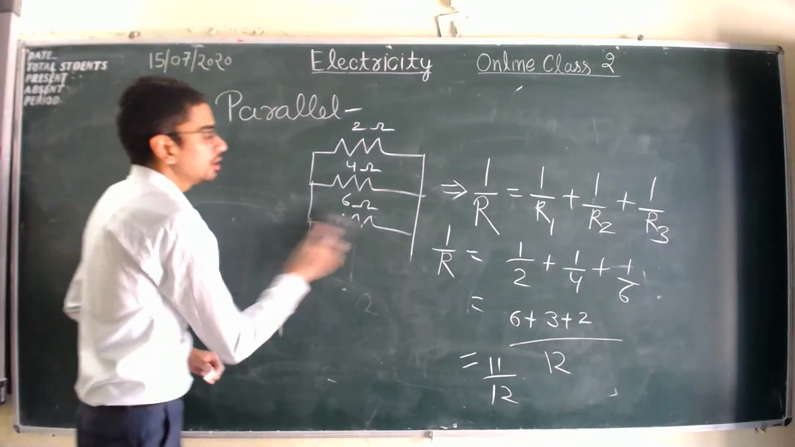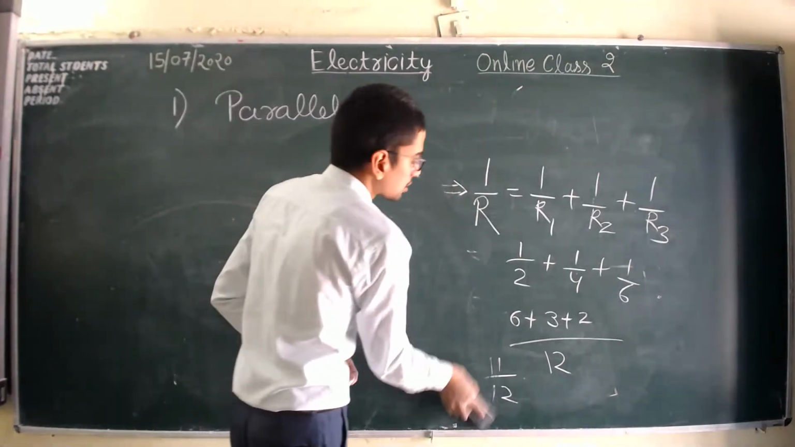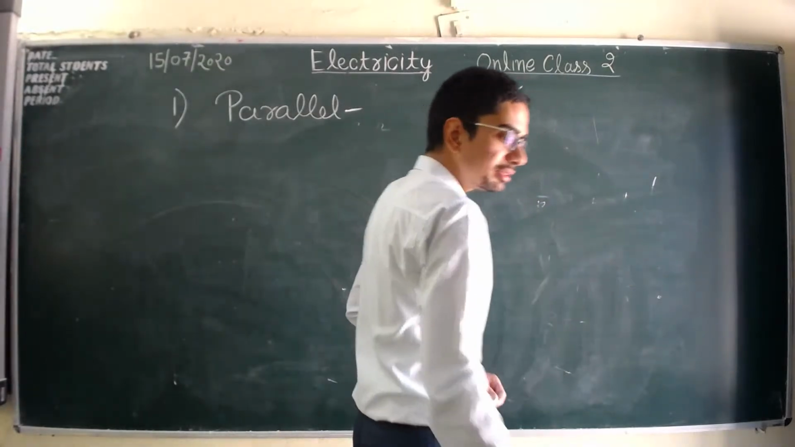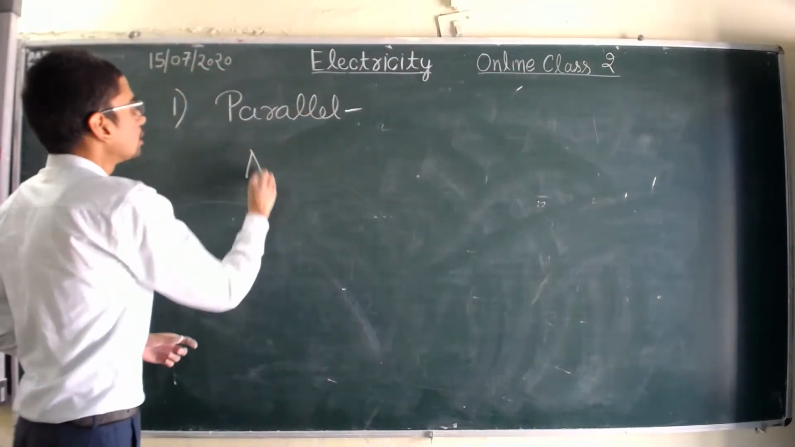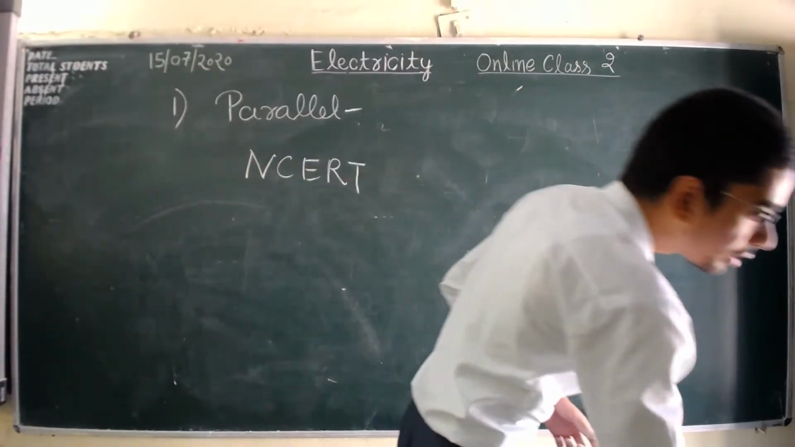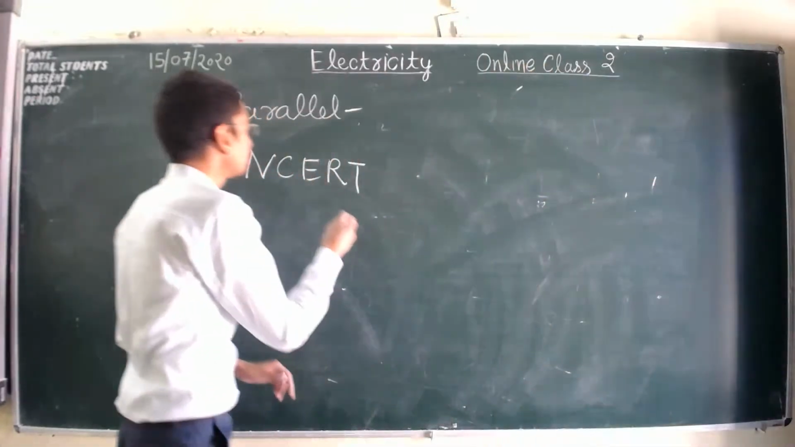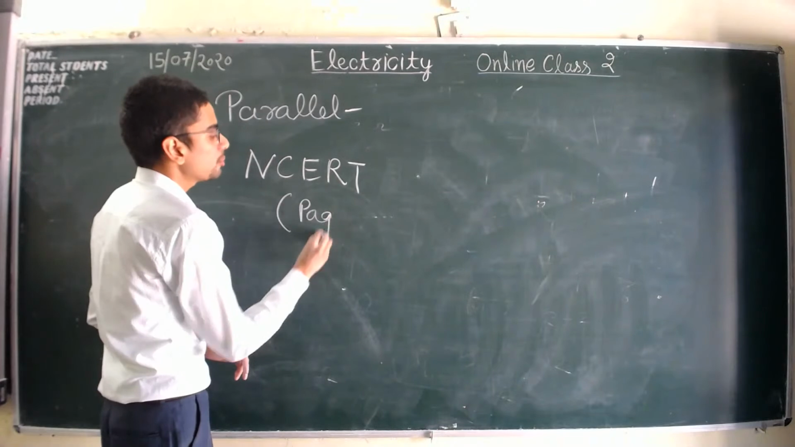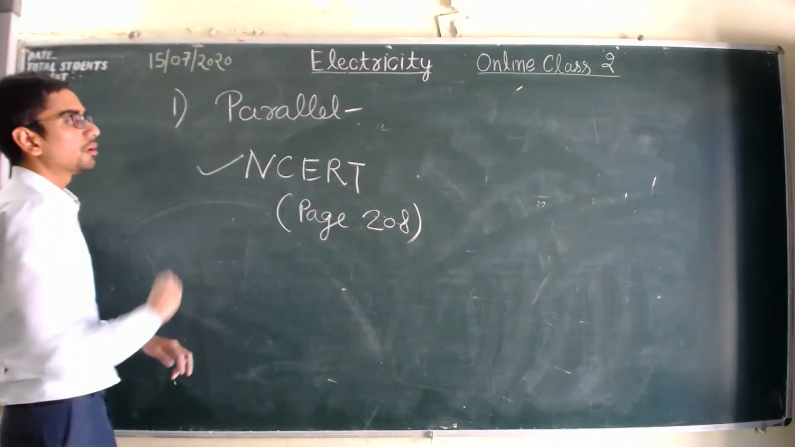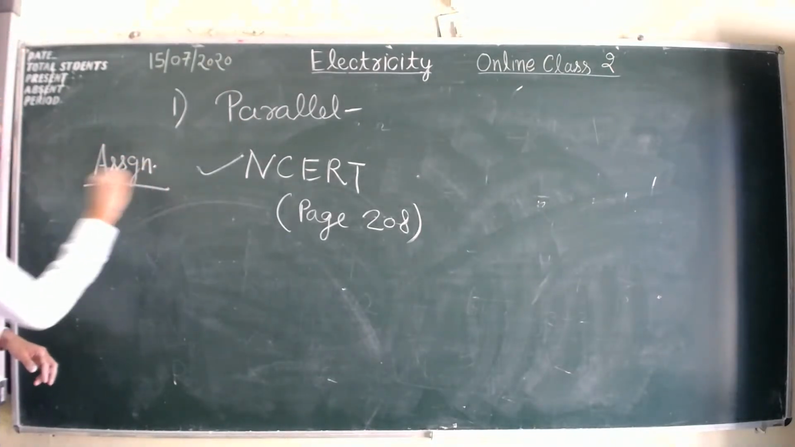So if any doubt, you can write. Your assignment for today is the NCERT book, page number 208. Sorry, yes, 208. Solve the numericals given there. Okay, assignment for you. All right.